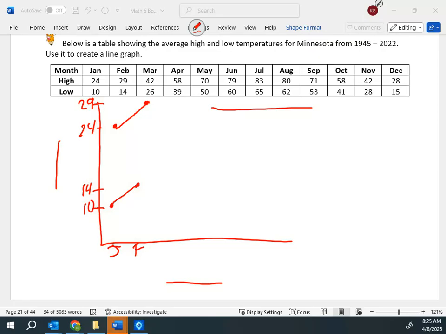So do all of the highs first, so you end up with whatever it looks like. Then do your lows. So you're gonna have 2 different lines. You'll have your high line and you'll have your low line. Don't try plotting the points all at the same time, because you'll get confused which one goes with the highs and which one goes with the lows. So do your highs and then do your lows. And then answer the questions at the bottom.